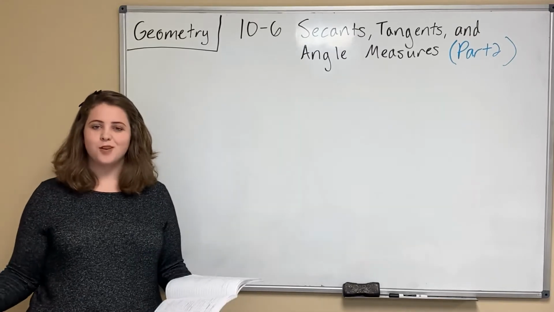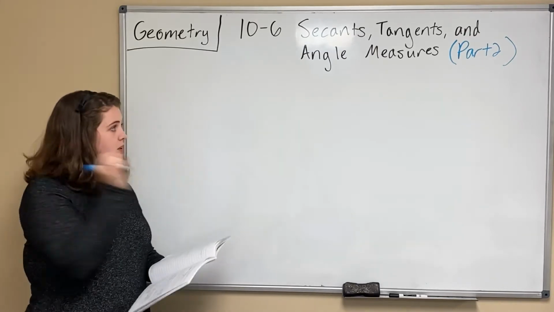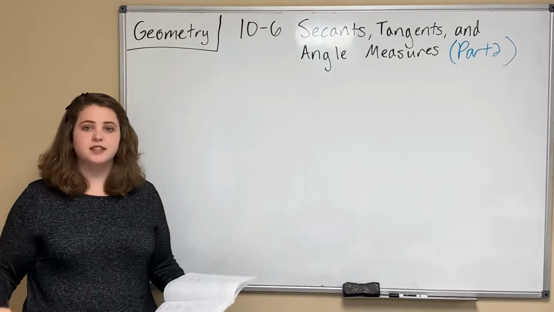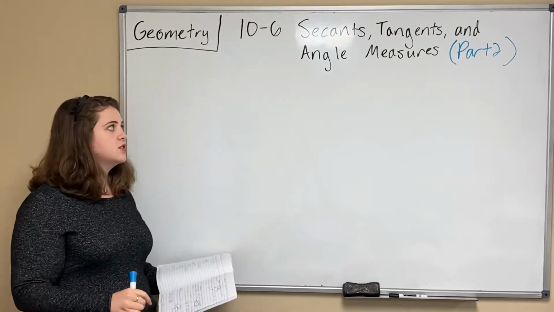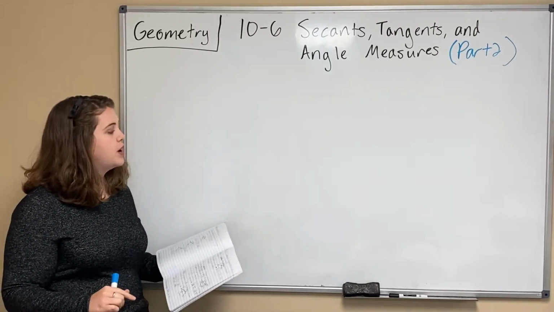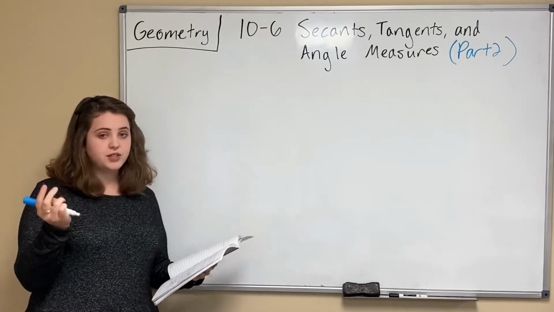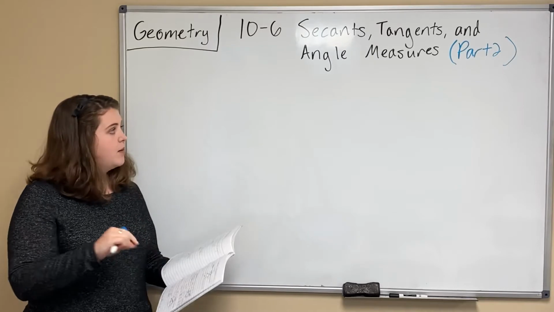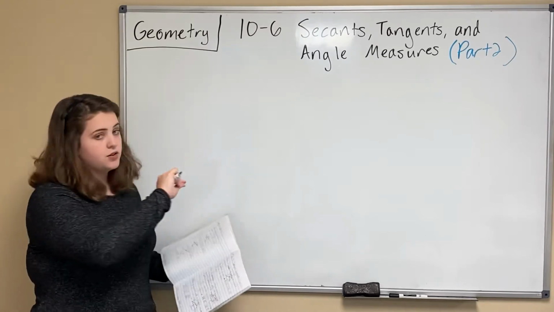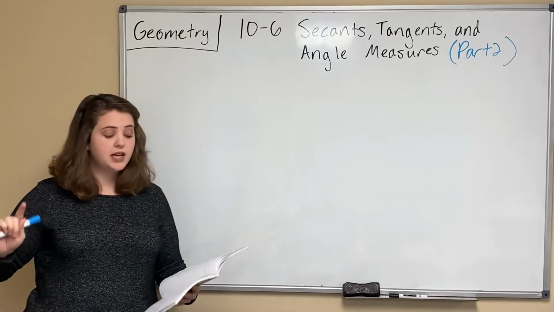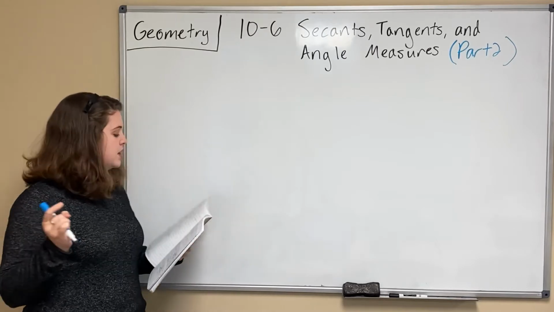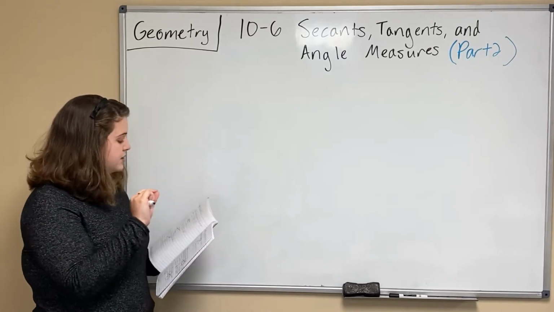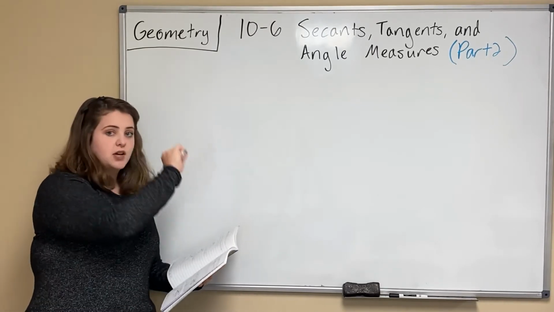Okay, welcome back to math class and welcome to part 2 of 10-6. In the first half of 10-6, we talked about what happens when two secants intersect inside of a circle and what happens when a secant and a tangent intersect on the edge of a circle. But today we're going to talk about what happens when secants and tangents intersect outside of our circle.